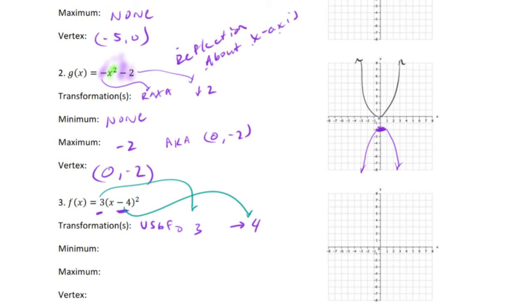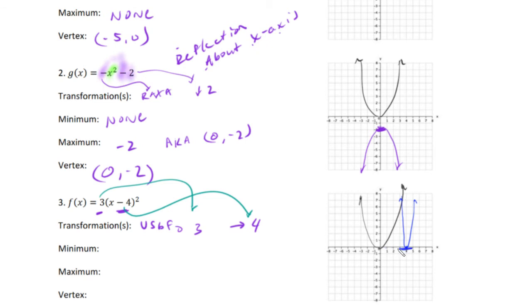So the parent function looks like this. Something like that. And then we're going to move right 4 and vertically stretch. So it's going to make it a lot more narrow. So right 4, 1, 2, 3, 4, and make it a lot narrower. So like this. Dang, so hard to do. There you go, that'll work. It's very narrow comparatively.